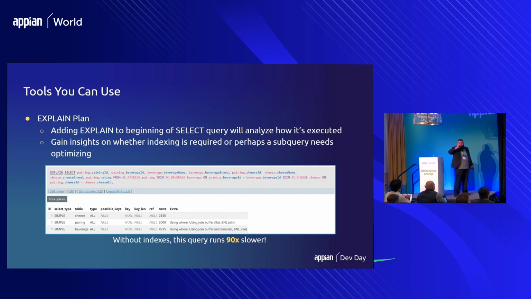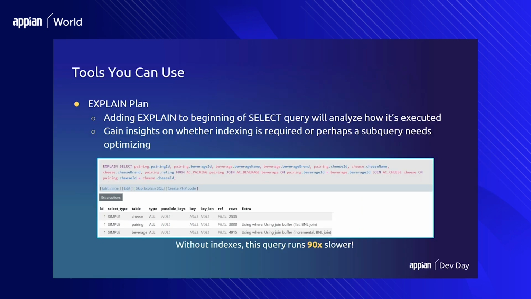Finally, for all the database fans in the audience, we have the explain plan. This is really useful: put the explain keyword in front of the select query and analyze how the RDBMS optimizer is going to run your queries, where indexes are being used or potentially not used, and where maybe a subquery might be really problematic. So, for example, up here, I have a couple of join statements against tables known as pairing, beverage, and cheese. Hopefully I get to play around with that at the dinner later today.